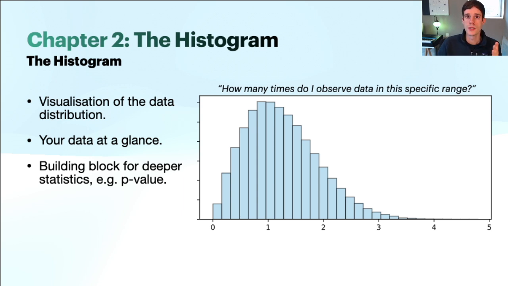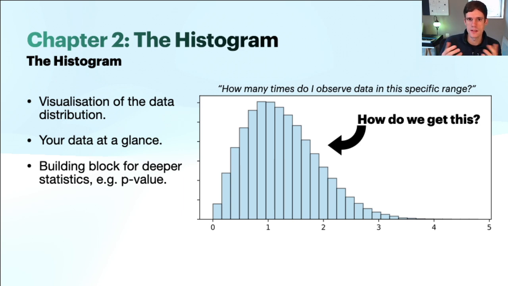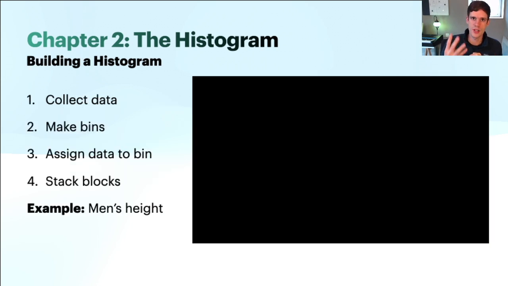So now that we roughly know what the histogram is and what we can do with it, let's learn how to actually make a histogram. How do we actually get this histogram from our own data set? Now, to build a histogram, in general, we go through 4 steps. The first step is to collect data. The second step is to make data bins. The third step is to assign each data point to its corresponding bin. And then the fourth step is simply to stack blocks.